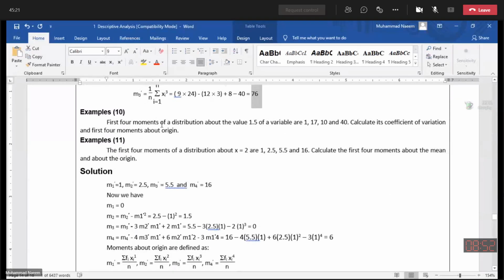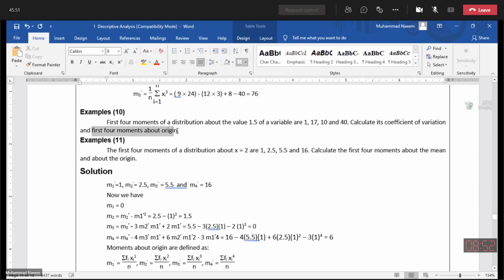Similarly, first 4 moments about a value 1.5. In the previous example, this value is 2. Now in this case, this value is 1.5. And the first 4 moments are given. Similarly, in the same way, find the first 4 moments.